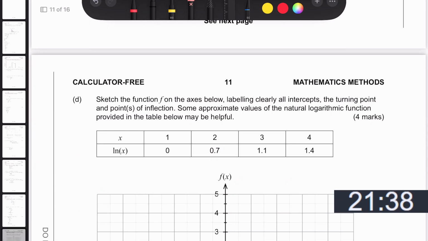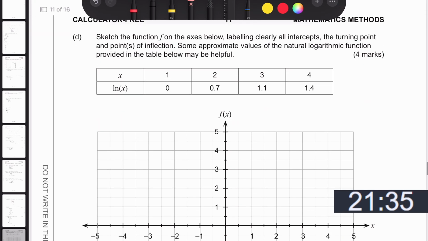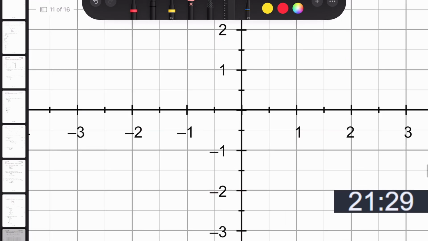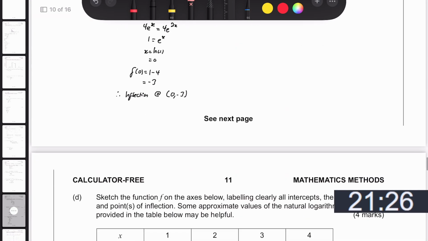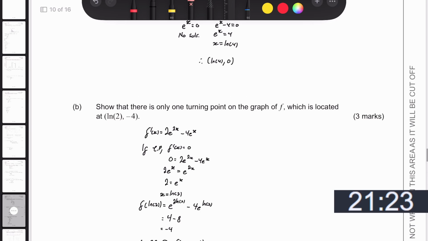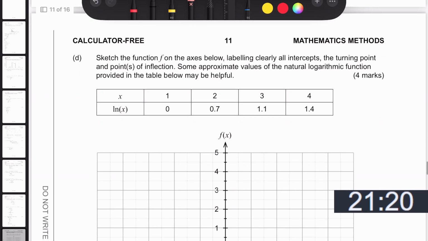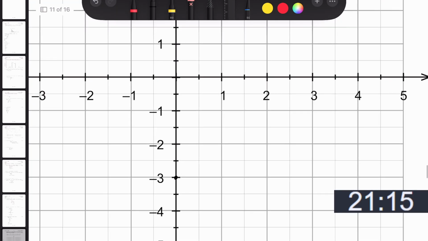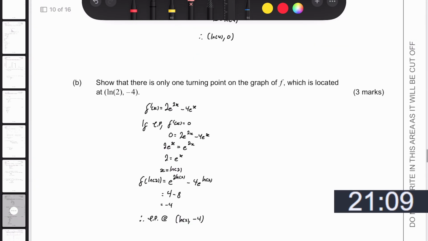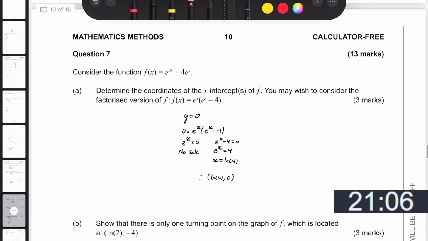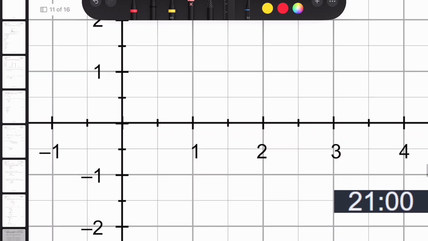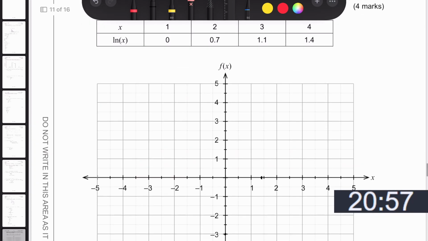Okay, sketch the function. The turning point's approximate value, using the natural logarithm function provided, may be helpful. Okay, so let's go (0, negative 3) first. And then turning point at natural log of 2, negative 4. So 0.7, negative 4, right about there. And then I have natural log of 4, 0. Natural log of 4 is 1.4, 0. So like that.